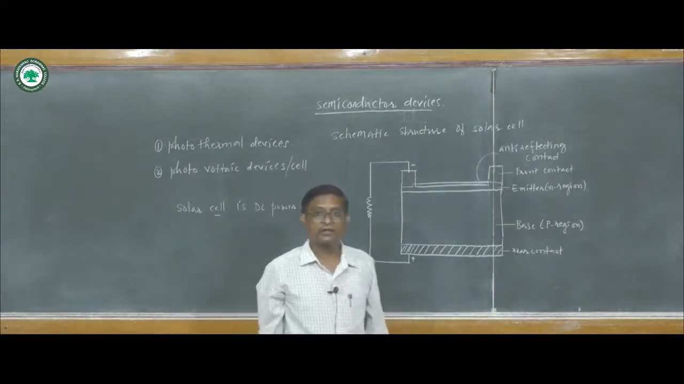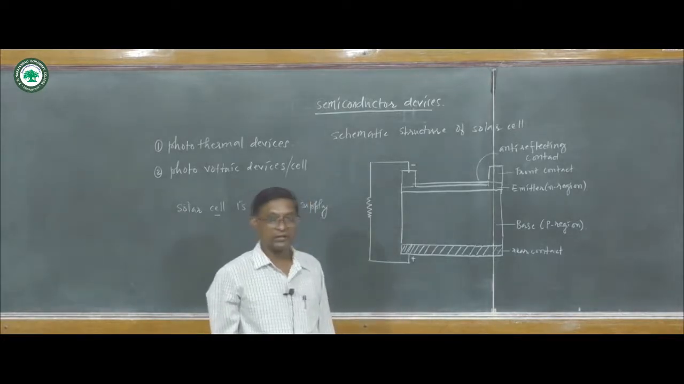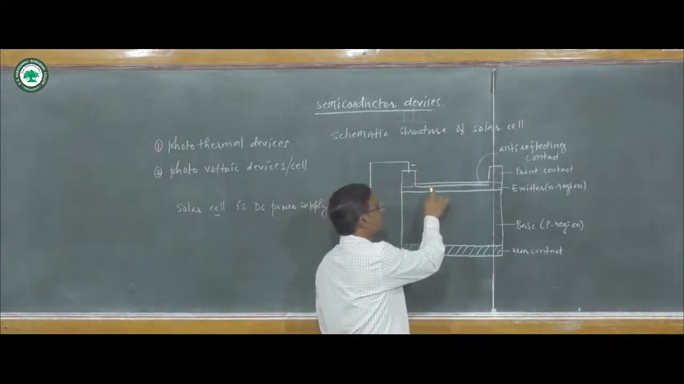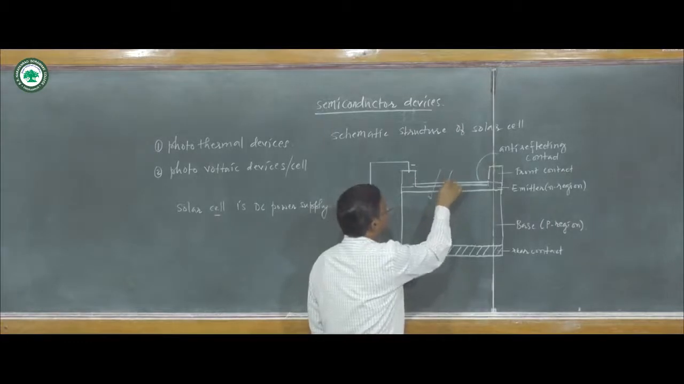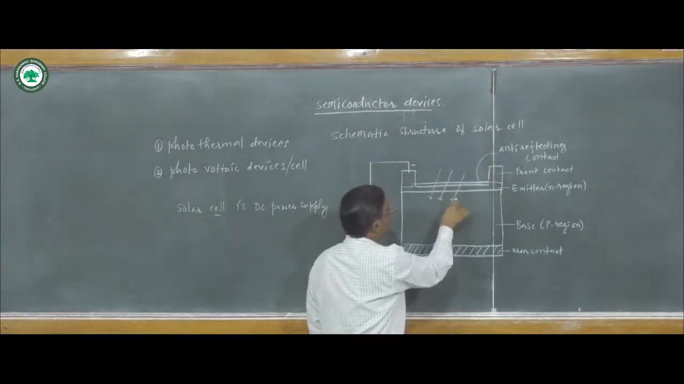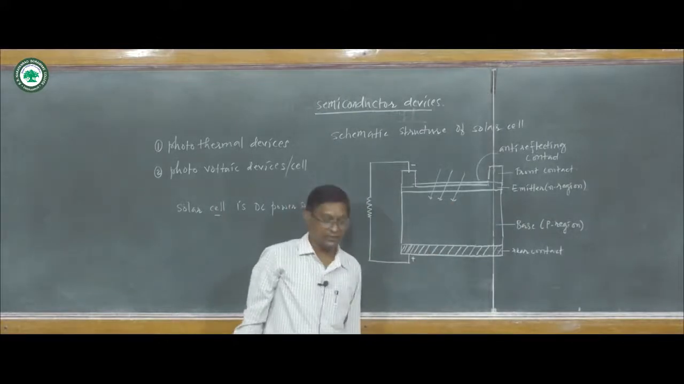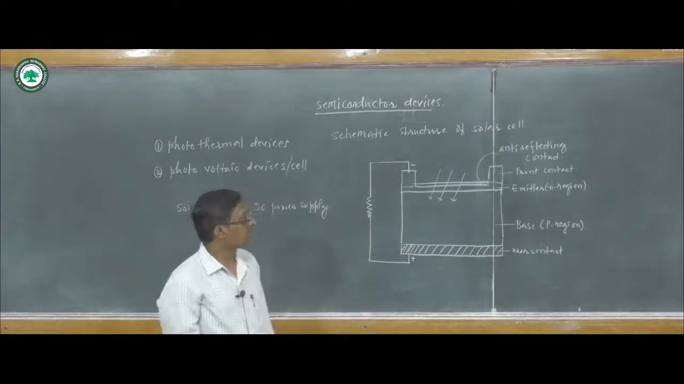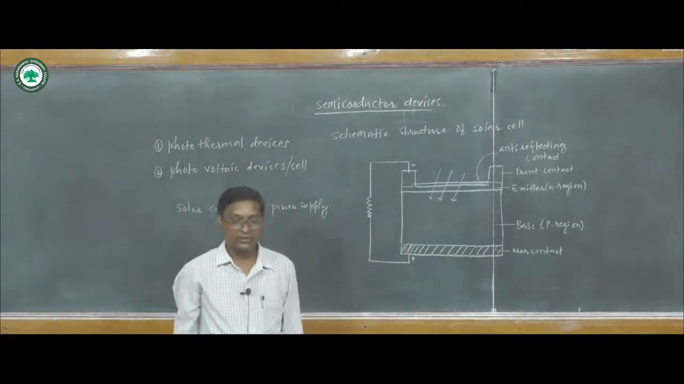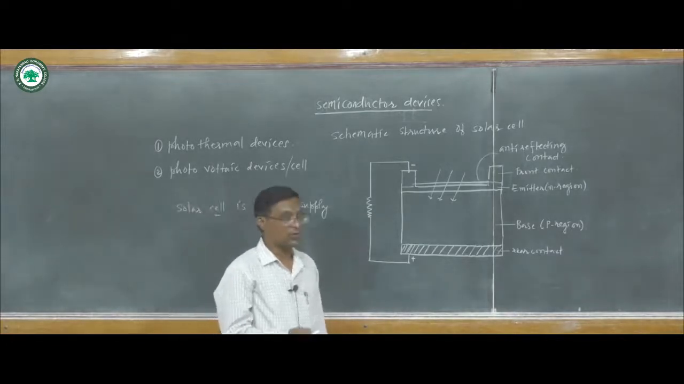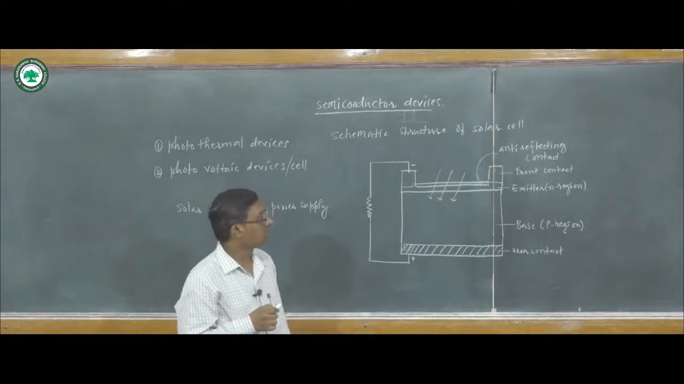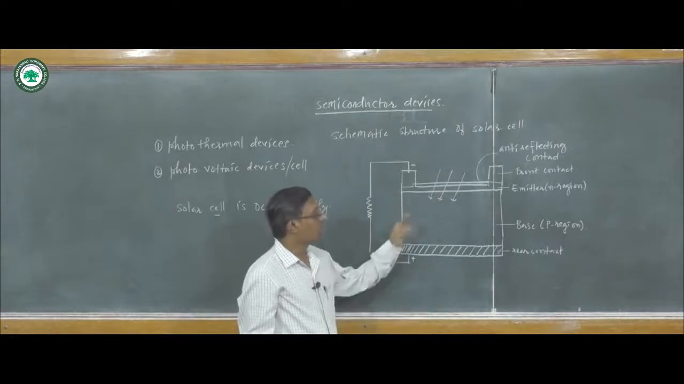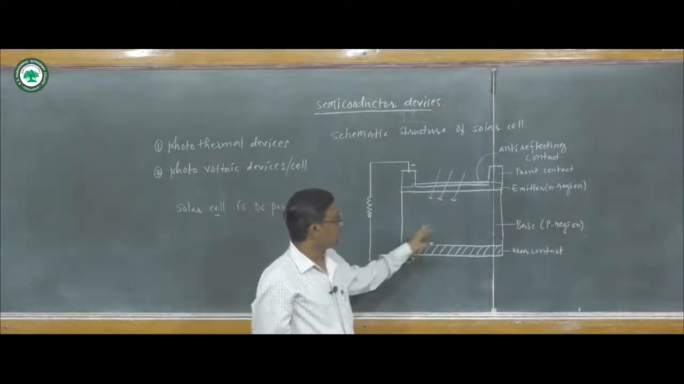These two regions are covered with conducting materials, and the N-type region, which is exposed to the light, is coated with an anti-reflecting material. Why is it coated with the anti-reflecting material? Because this device is very sensitive to temperature, so to protect it from heating, the infrared radiations are reflected by coating it.